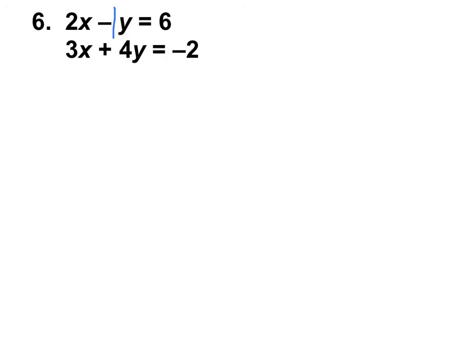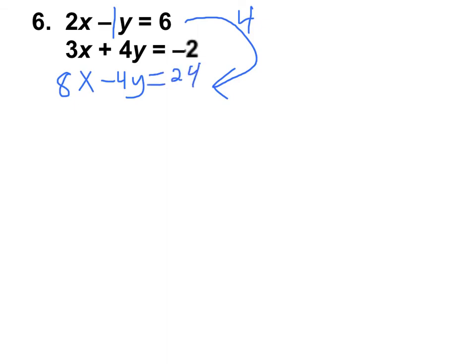What I'm going to do is multiply this top equation by 4. And that's how I show it. You put an arrow and you put a number over it, and that tells what you're multiplying everything by. So I'm going to multiply all of these numbers by 4. And so what I'll have is 8x minus 4y equals 24. And so now I'm going to take these two equations and I'm going to add them.